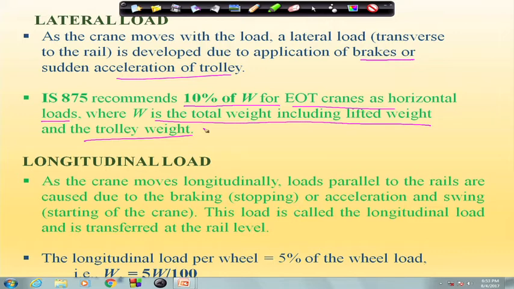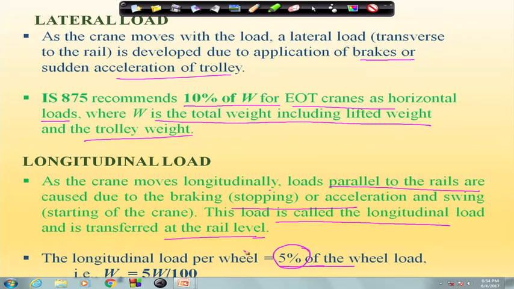Then longitudinal load. Longitudinal load, that when the crane moves longitudinally, loads parallel to the rails are caused due to braking or acceleration and swing, means starting of the crane. This load is called longitudinal load and is transferred at the rail level, and that is 5% of the wheel load. So, longitudinal load per wheel will be considered as 5% of the wheel load.